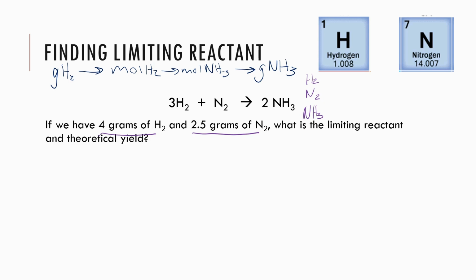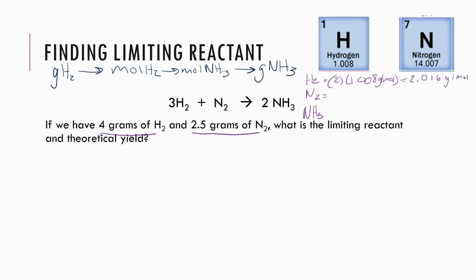Let's do our calculations for molar mass. H2 is 2 hydrogens. So we would do 2 times 1.008 grams per mole. In that case, you would get 2.016 grams per mole.